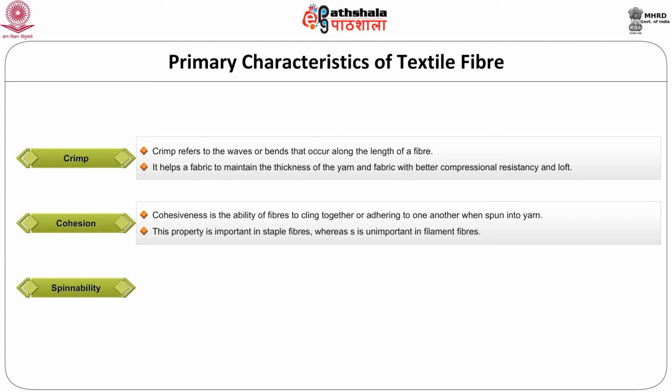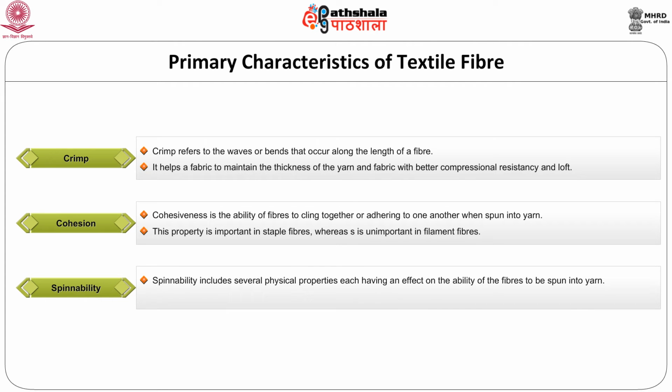Spinnability. When a fiber is spinnable, it is considered suitable for textiles. So, textile fibers, either staple or filament, must be able to hold a twist. Spinnability includes several physical properties, each having an effect on the ability of the fibers to be spun into yarn. The fibers must also have a certain degree of friction against one another to stay in place when pull is applied to the yarn.